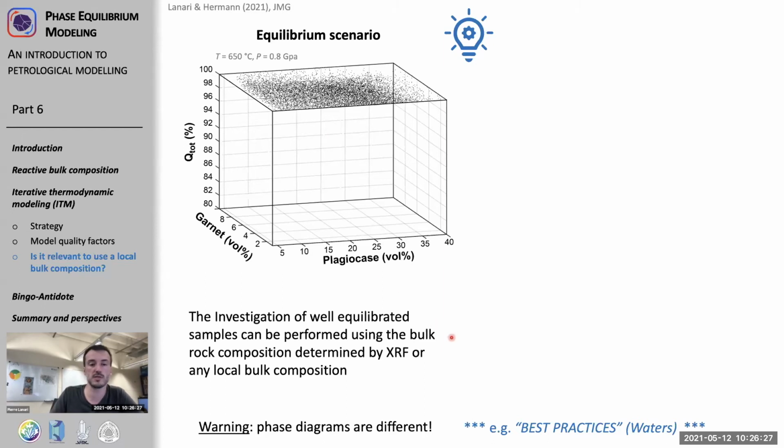So to put it in words, it says the investigation of a well-equilibrated sample can be performed using the bulk rock composition determined by XRF or any local bulk composition. You will always end up with a maximum value of Q total of 100% at these PT conditions, that are the peak conditions. The problem is that all the phase diagrams will be slightly different. And Dave Waters just showed us exactly the same with his previous talk. If you change the bulk composition, you change the geometry, as you move slightly the phase boundaries. But at the PT max condition, at the equilibrium conditions, all the models are identical.